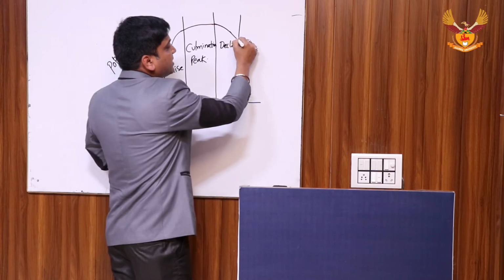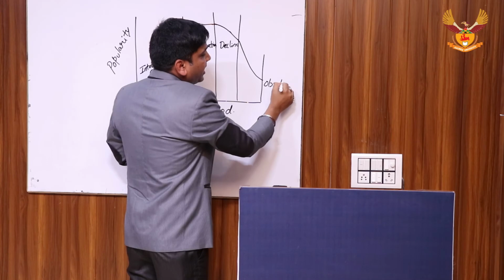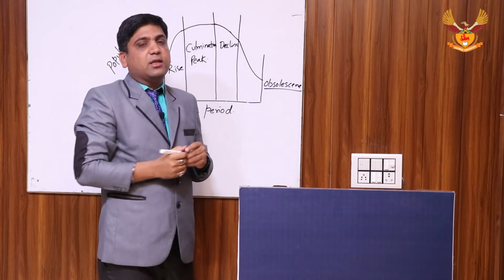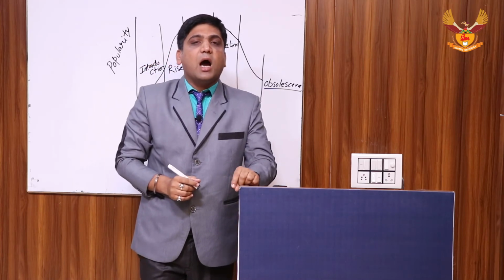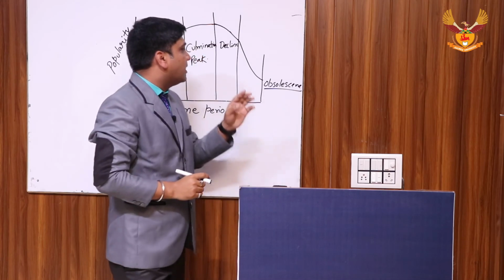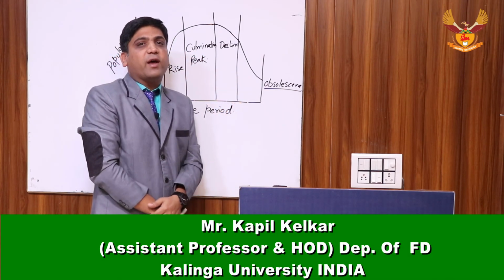And the last stage in the fashion cycle is the obsolescence stage, which means at this stage the particular fashion goes completely out of the market. There is no demand for such fashion in the market, and thus it becomes totally out of the market. So this is about the fashion cycle.